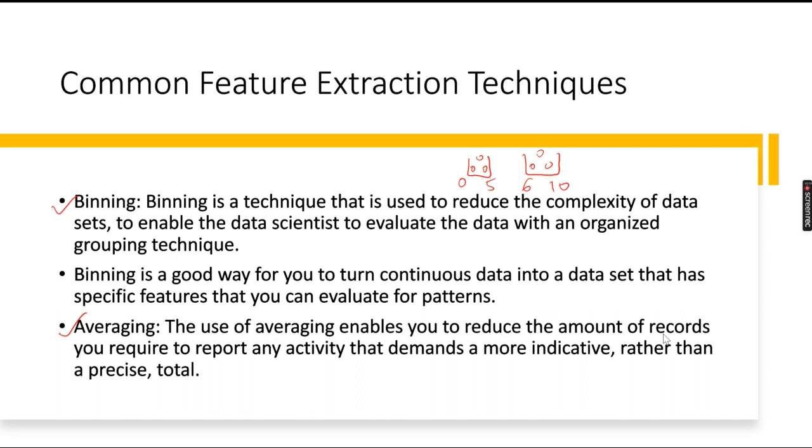So this technique is used to reduce the complexity of the data set to enable the data scientist to evaluate the data with an organized grouping technique. It's good for continuous data, where continuous data with different values can be grouped into different classes. Averaging enables us to reduce the amount of records required to create a report. So we can average out the values and create the data set.